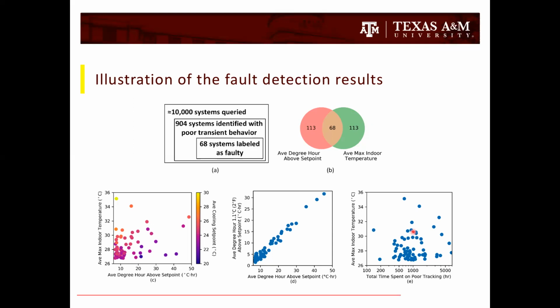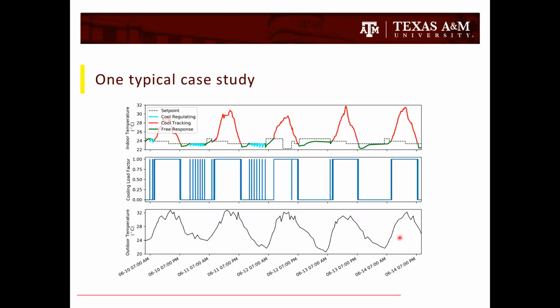Figure E shows that most faulty systems spend between 400 and 2,000 hours with poor tracking during the whole cooling season. Finally, one typical faulty system is illustrated.